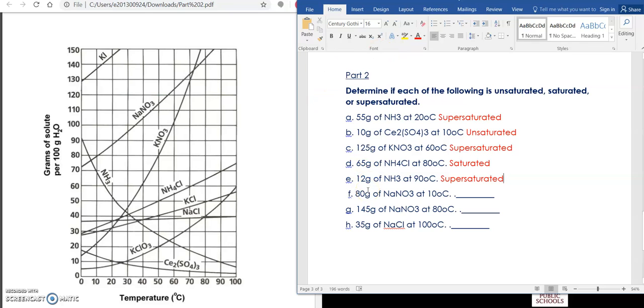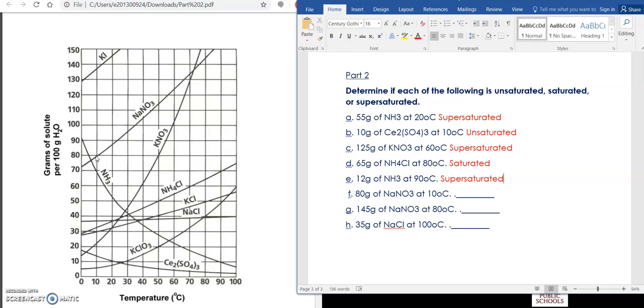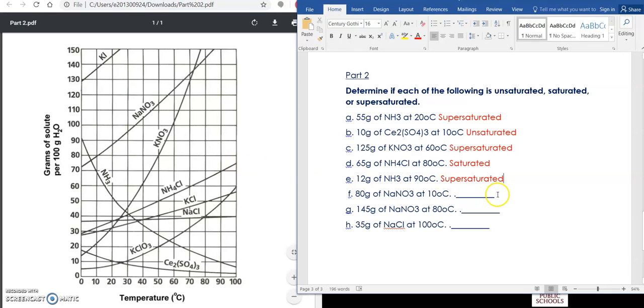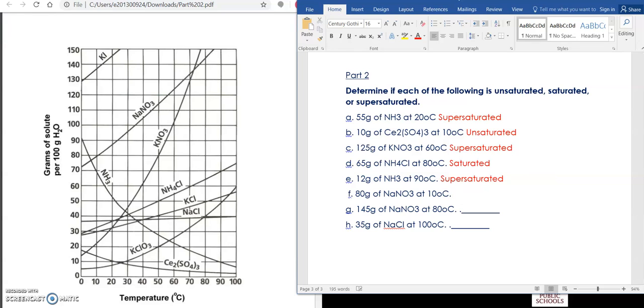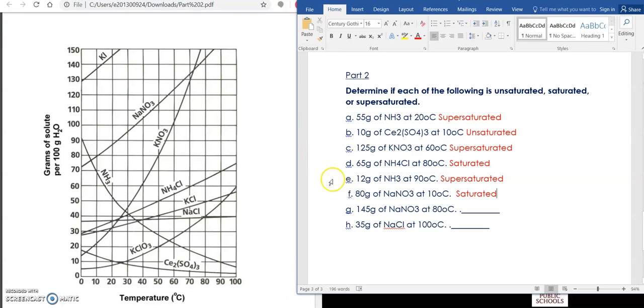All right, letter F says 10 degrees, 80 grams. So I'm going to trace up to 80 grams, 10 degrees, and I'm looking at NaNO3. This is right on the line, so I know it's going to be saturated. At 80 degrees, I'm going to trace up to NaNO3 all the way up here. NaNO3 is right here at about 145. And that's what this says, 145. So I'm going to be right on the line, and this one is going to be saturated.